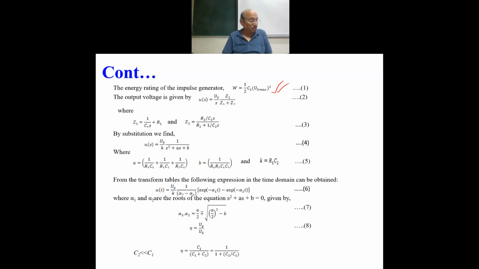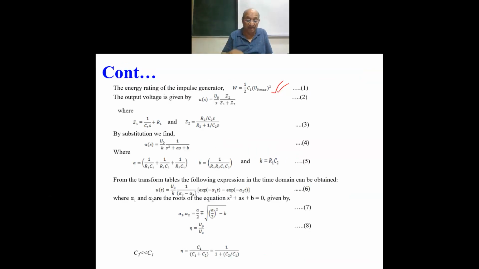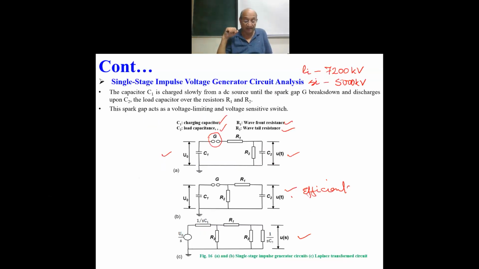When we go to the analysis, we are referring here to the circuit C, the Laplace transform circuit. Once again, I'm showing, and then we can write these equations. U(s) is equal to U naught by s, Z2 by Z1 plus Z2, where Z1 is 1 by C1 s plus R1, and Z2 is R2 by C2 s upon R2 plus 1 by C2 s, as you can see from the circuit. Once again, from the Laplace transform circuit, Z1 and Z2 are defined.